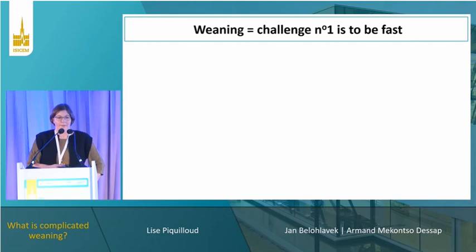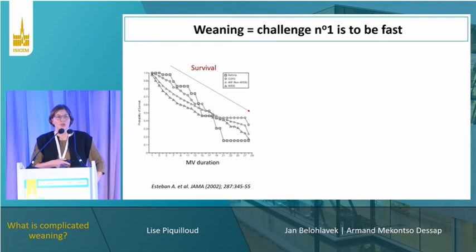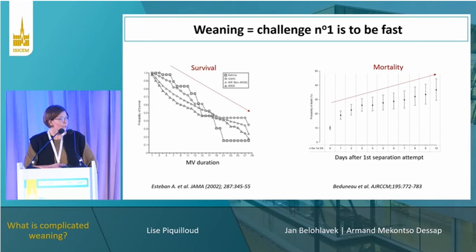Then about weaning, the first challenge is to be fast. Why is it important? Because as we have known for a very long time, mechanical ventilation duration is associated with decreased survival. The longer the mechanical ventilation, the lower the survival. And maybe more importantly, if you look at the number of days spent during the weaning process, you can see here from the French data that each additional day during the weaning process is associated with a clear increase in mortality.